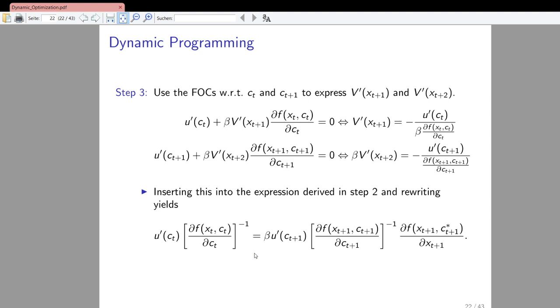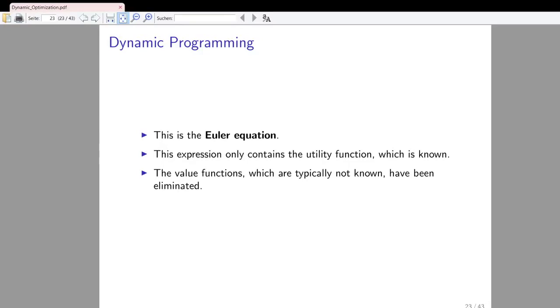And as we will see later, when we use standard utility functions and standard constraints, the result would again be the consumption Euler equation. So again, to summarize, basically the equation that we've seen on the previous slide is the Euler equation. It's just in a not so familiar form because we have a general utility function and a general function for the constraint, but basically it's the Euler equation.